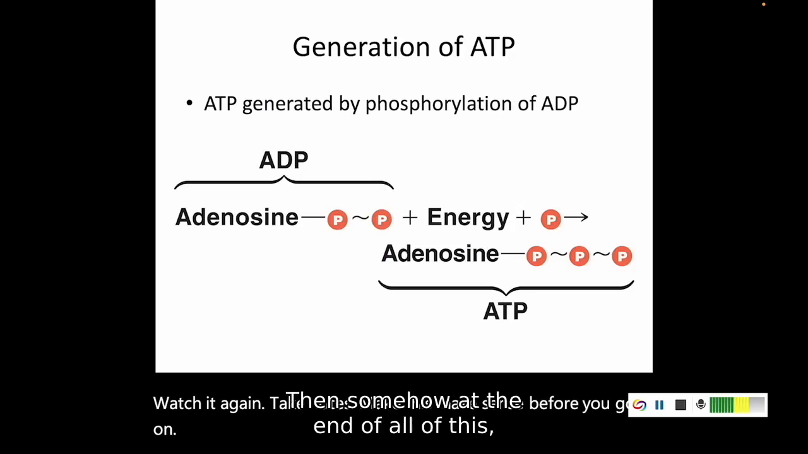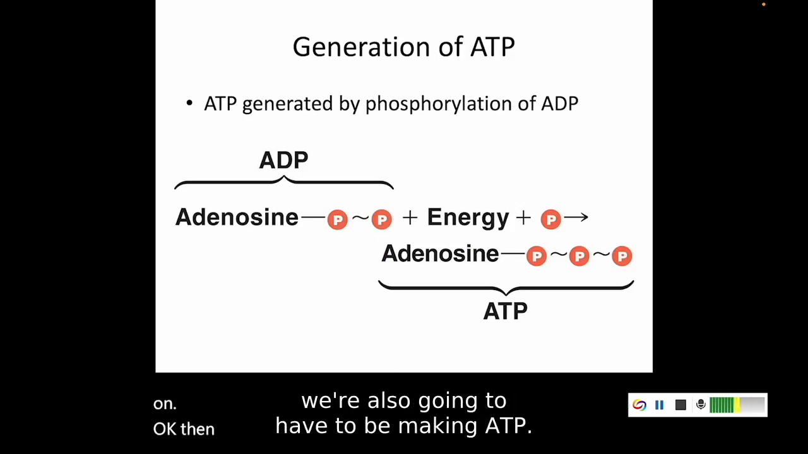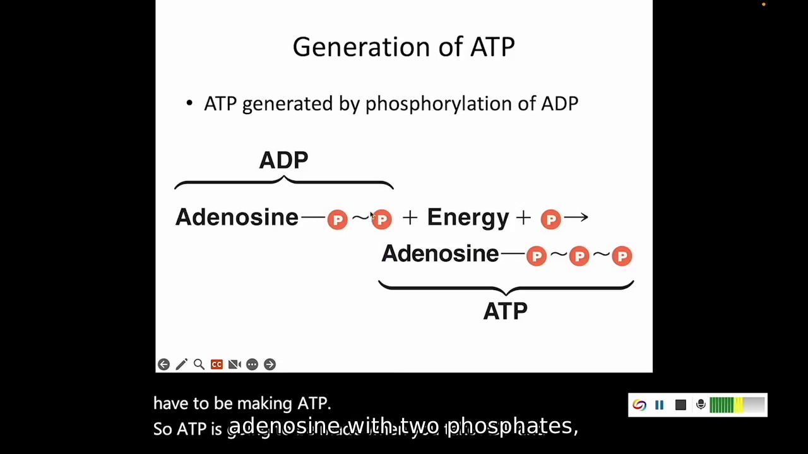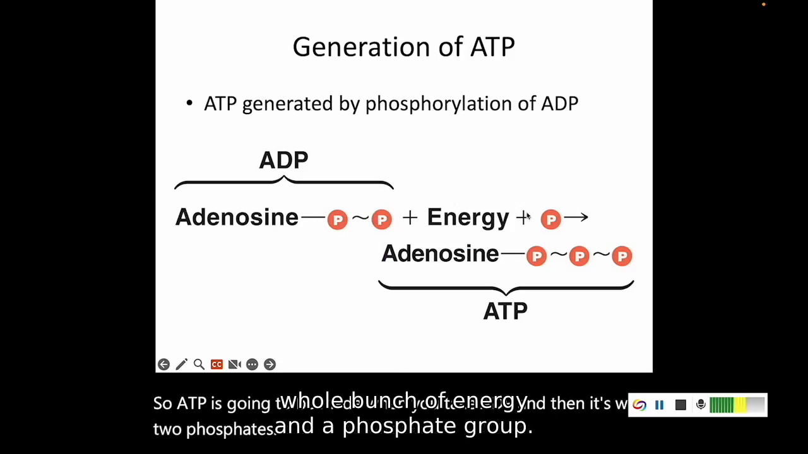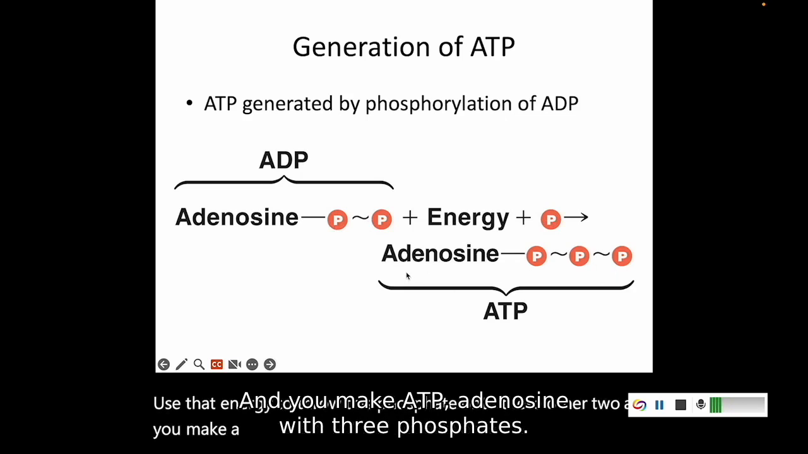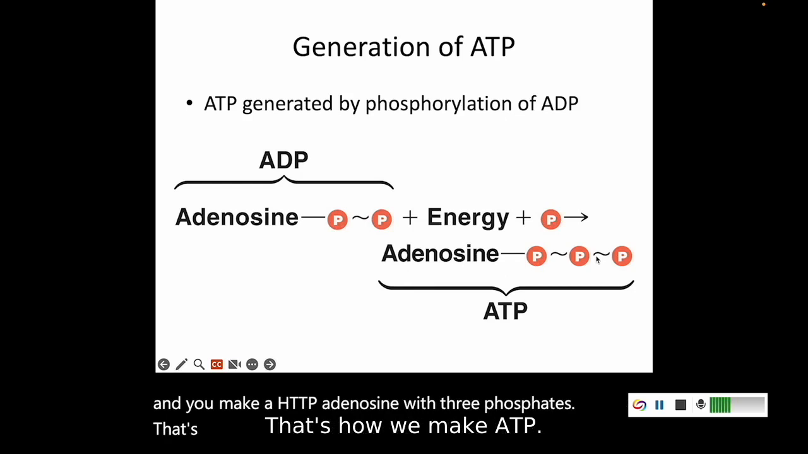Okay, then somehow at the end of all of this, we're also going to have to be making ATP. ATP is going to be made when you take ADP, adenosine with two phosphates, a whole bunch of energy, and a phosphate group. Use that energy to throw this phosphate onto these other two, and you make ATP, adenosine with three phosphates. That's how we make ATP.